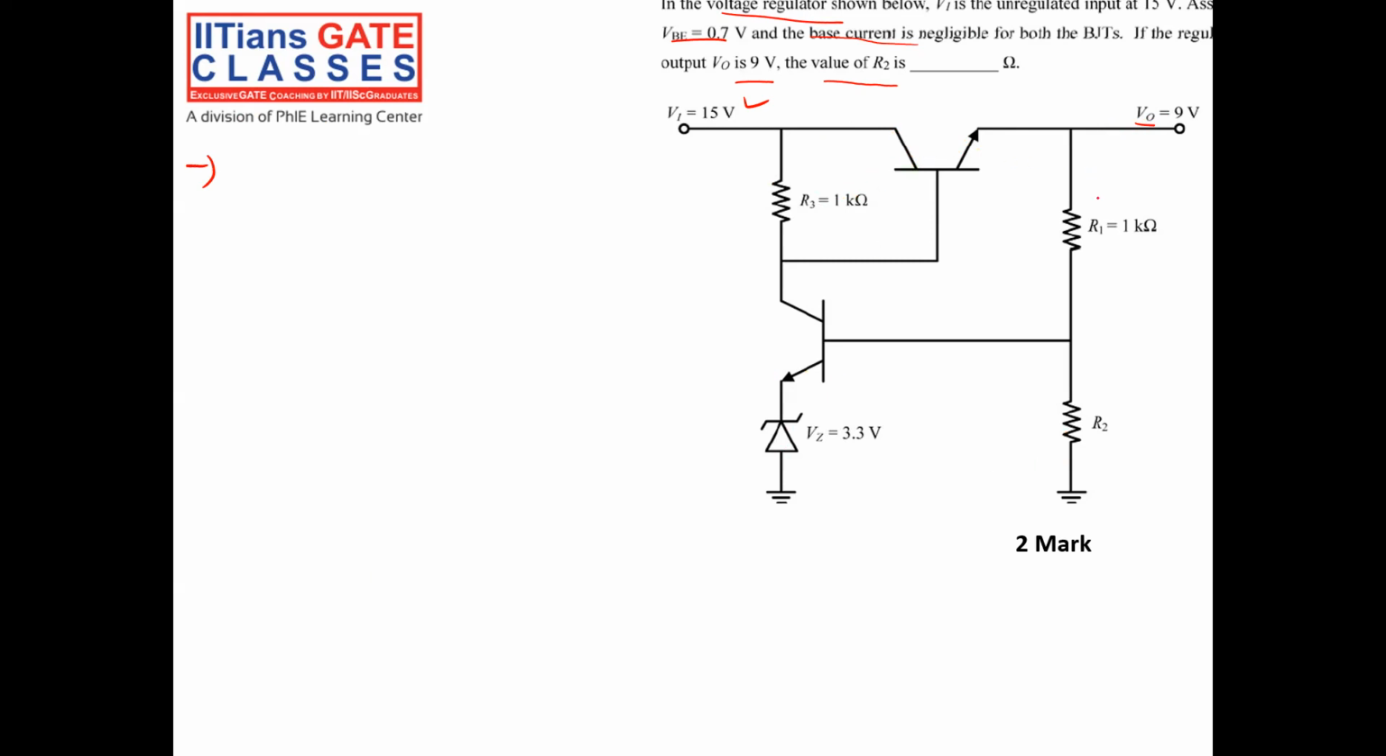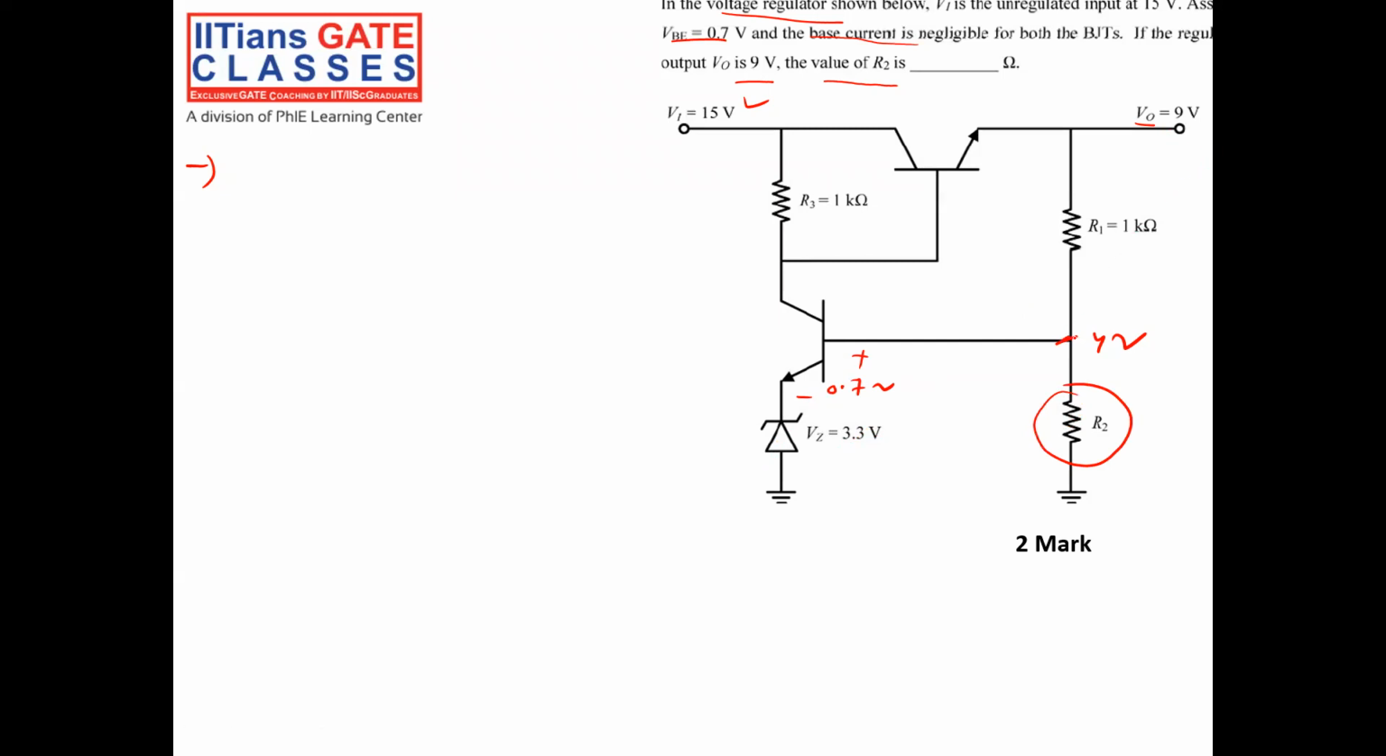When in steady state, what will happen? We'll get 0.7 volt here. And at this point, how much voltage will you get? 0.7 plus 3.3, we'll get 4 volt here. So I need to calculate the value of R2 that will make this output 9 volt.